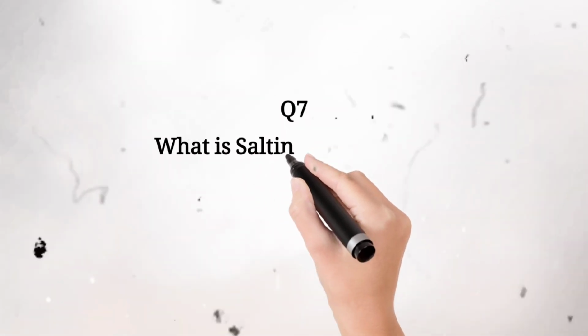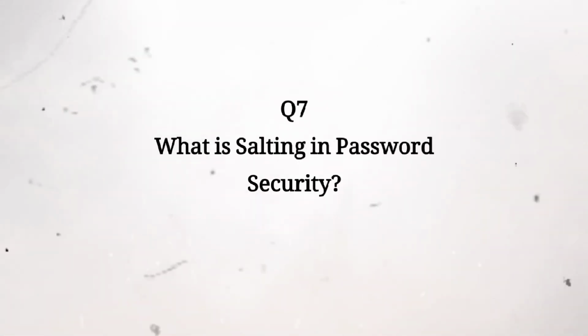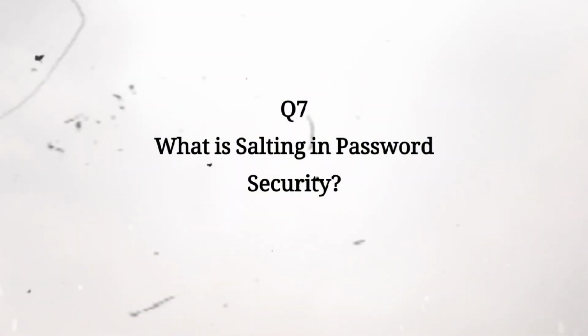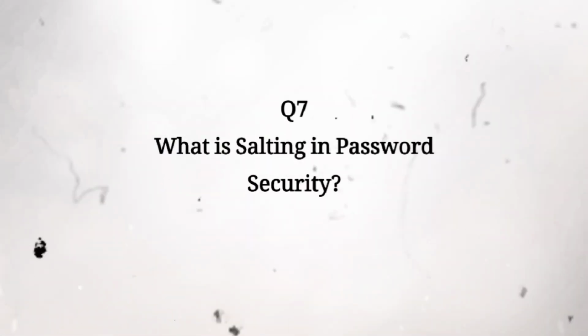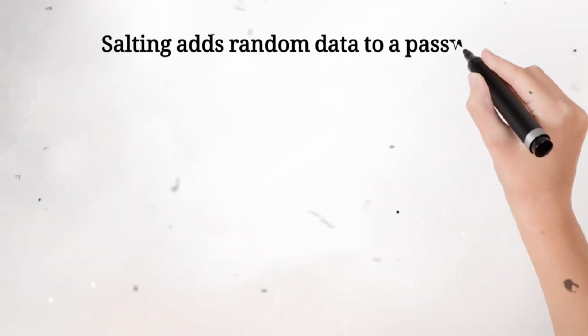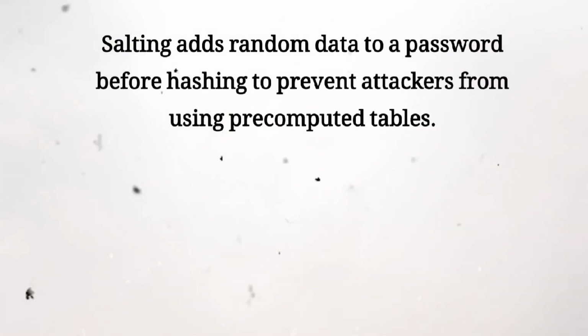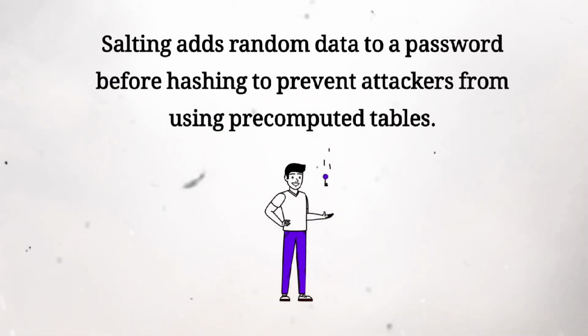7. What is salting in password security? Your time starts now. Salting adds random data to a password before hashing to prevent attackers from using pre-computed tables, basically making passwords harder to crack even if they're leaked.